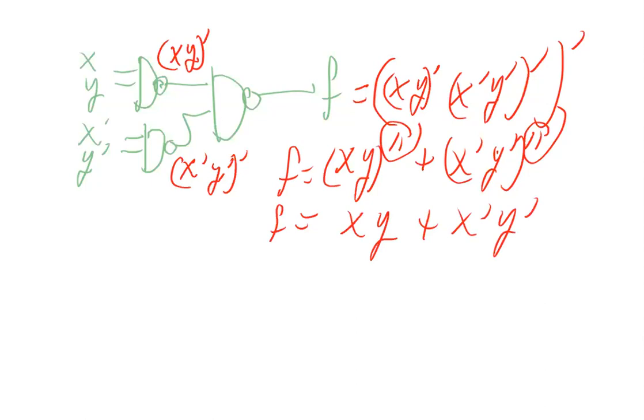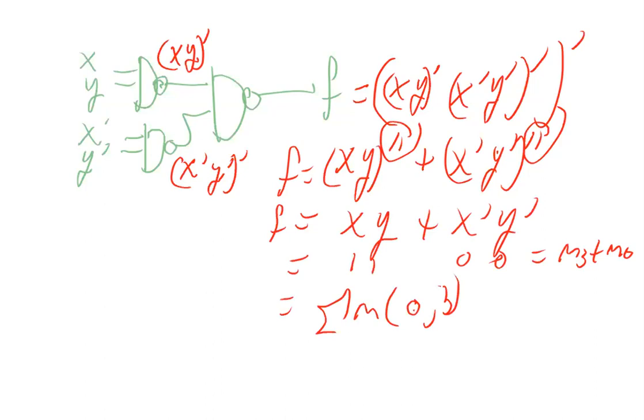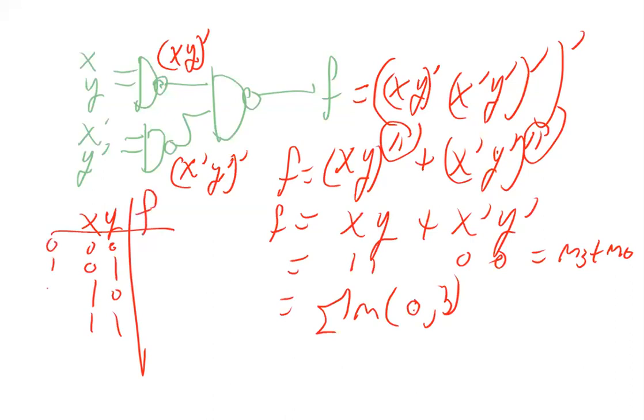Now, what does the canonical sum of products shorthand notation say? This is going to be 1, 1. That'll be 0, 0. And that must be equal to M3 plus M0. So in shorthand notation, we write 0, 3. And if we want the truth table, we can write out the following.